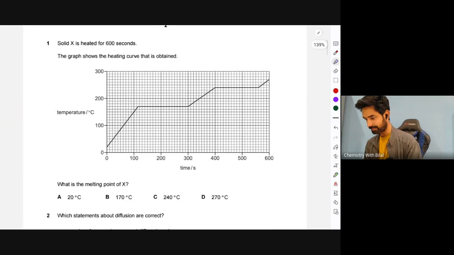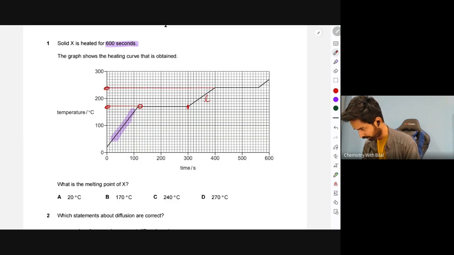So solid X is heated for 600 seconds. We know it is a solid before this temperature. The moment it touches this horizontal line, it starts melting here. So this should be the melting point. It is fully melted here, and this becomes liquid. And at this temperature, it starts boiling. At exactly this temperature, this is the boiling point, fully boiled, and it is a gas here, right?